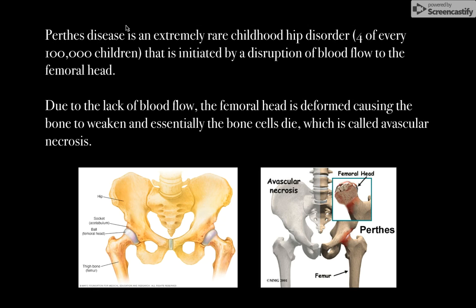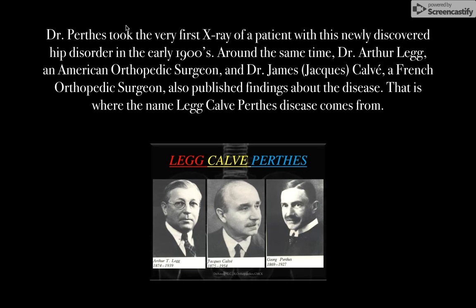Perthes disease is an extremely rare childhood hip disorder that is initiated by a disruption of blood flow to the femoral head. Due to the lack of blood flow, the femoral head is deformed, causing the bone to weaken and essentially the bone cells die, which is called avascular necrosis.